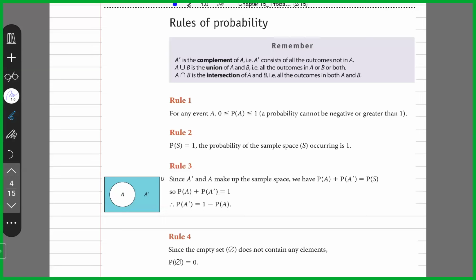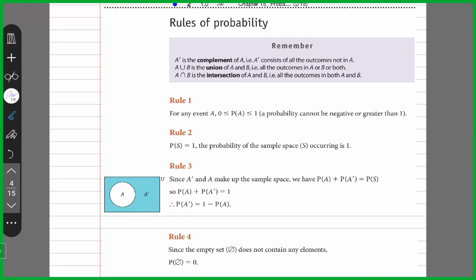A union B is the union of A and B. That is all the outcomes in A or B or in both A and B. A intersect B is the intersection of A and B. That is all the elements in both A and B.